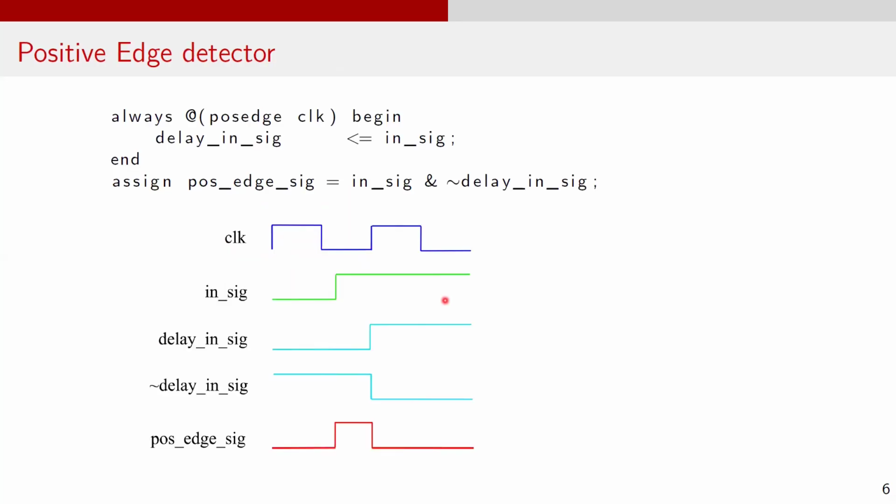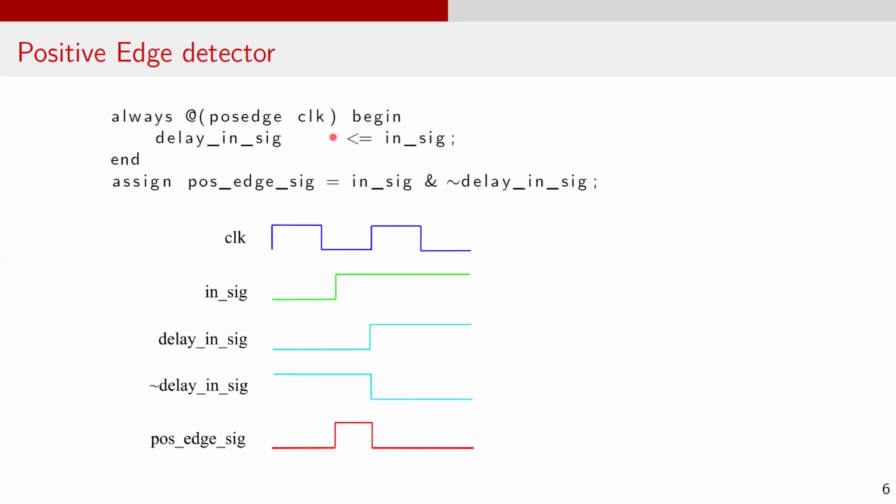Another important question usually asked in interviews is designing a rising edge or falling edge detector circuit. First, let's look at the positive edge detector circuit. A positive edge detector circuit, or a rising edge detector circuit, is used to detect a transition from low to high, or 0 to 1, in a monitored signal. Whenever this transition occurs, the detector circuit generates a short pulse, indicating the rising edge.